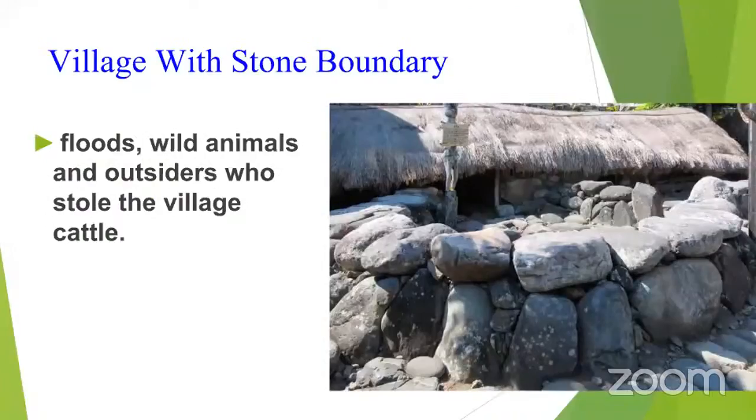Understood? Now see, you see the wall? It can be of anything, maybe of stone or maybe of anything, any fence will do. So they used to build walls to protect themselves from floods, wild animals, and outsiders who stole the village cattle. In those days, as I told you, money was not there. So others used to steal cattle also. Cattle means cow, buffalo, any domesticated animals. They used to steal from other settlements. So to protect them, the chief of the community had to build a wall around the village.